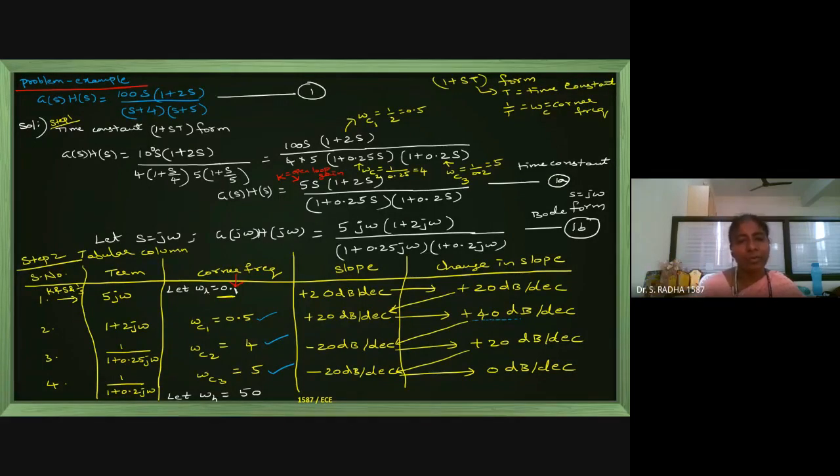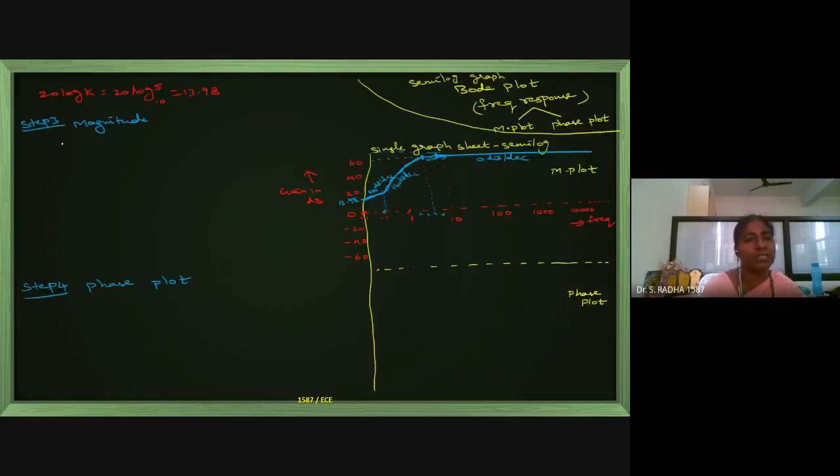Okay. Now I have the lower corner frequency. Now you can see 5 corner frequencies are there. You can see in the third column, 5 corner frequencies are there: 0.1, 0.5, 4, 5, 50. Okay, I have 5 corner frequencies: 0.1, 0.5, 4, 5, 50. So at these corner frequencies, this is omega L, this is the first corner frequency, this is the second corner frequency, this is the third corner frequency, and this is the higher corner frequency. Okay. Now we have to calculate the magnitude.